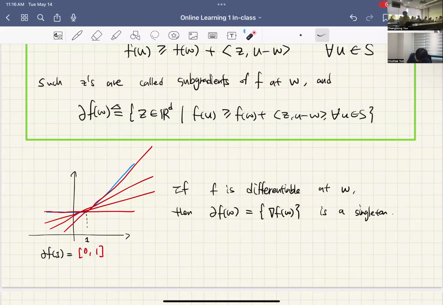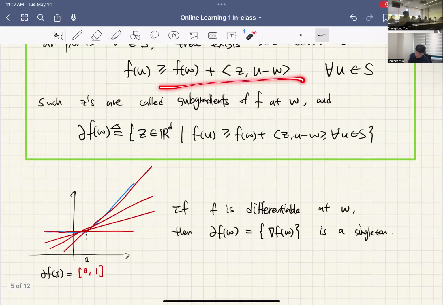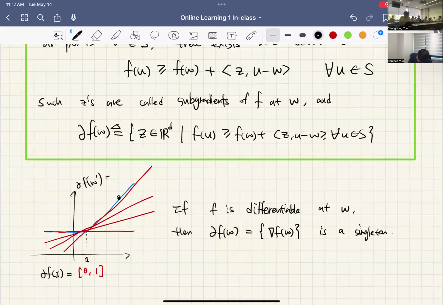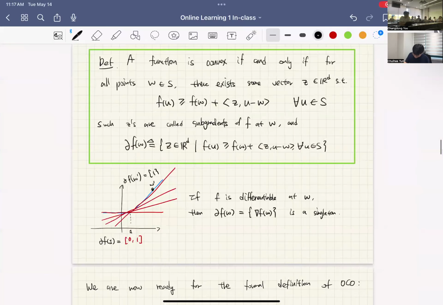So for example, if you consider this w at this point right here as the reference point, the only z that provides the global lower bound will be 1. The subgradient set will be a singleton. So if you have this w prime, then the subgradient set will be just 1. Okay, so that was subgradient.